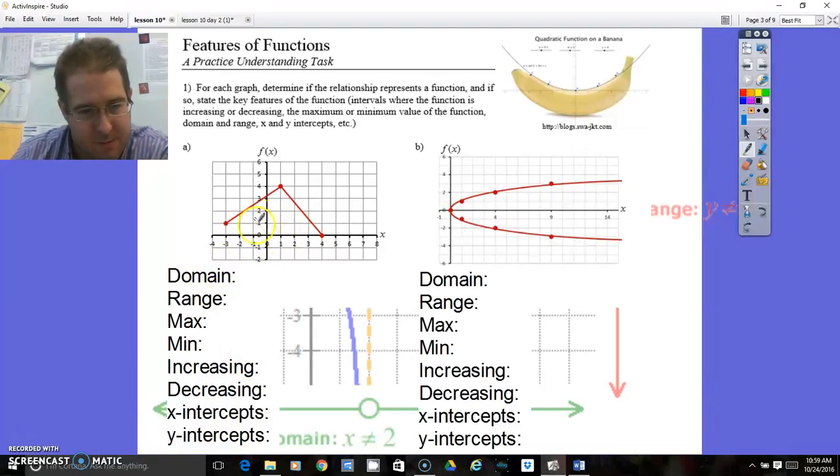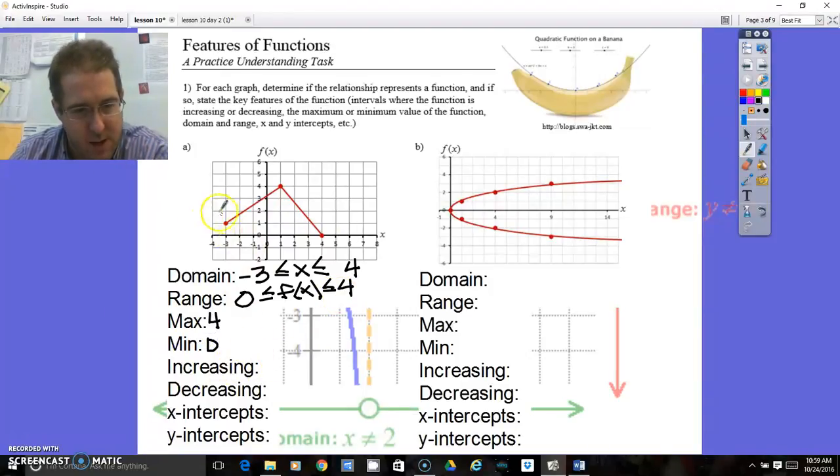So the domain of this function is from -3 to 4. 4 is when it stops. X can be anything in between because it's a continuous function, not discrete. The range means the lowest to highest. The lowest point is 0. And f of x can go all the way up to 4. Maximum is 4, and minimum is 0, because that's what the range says.